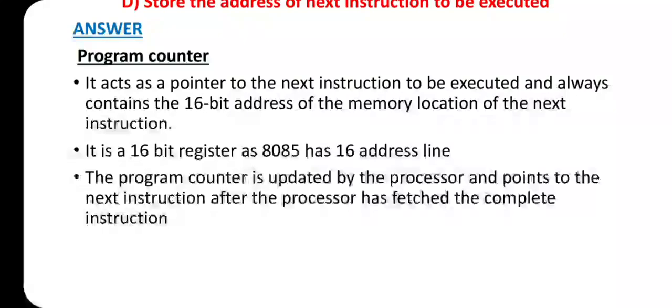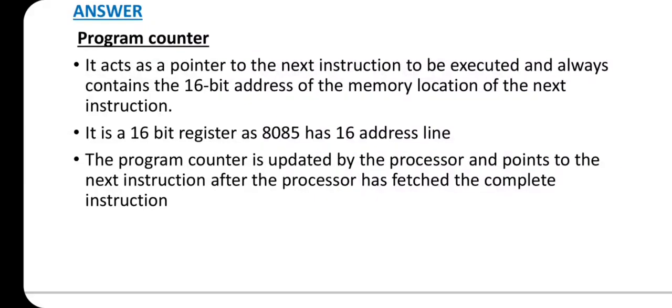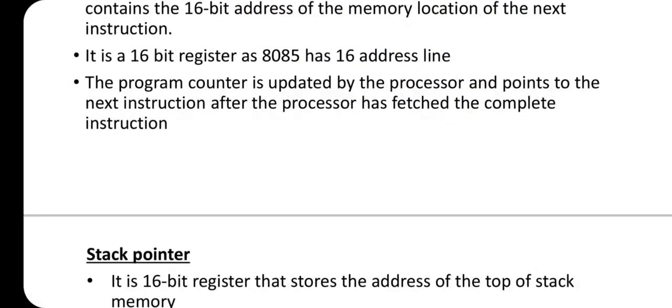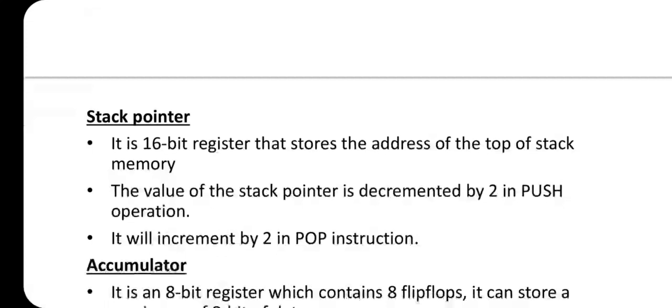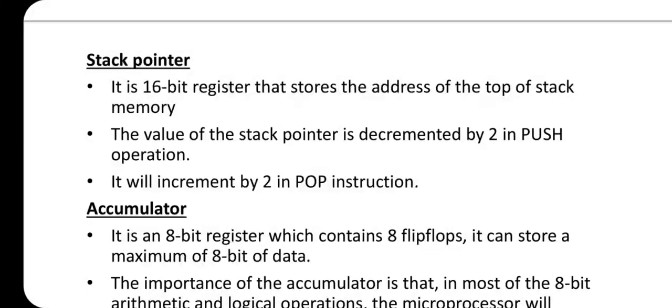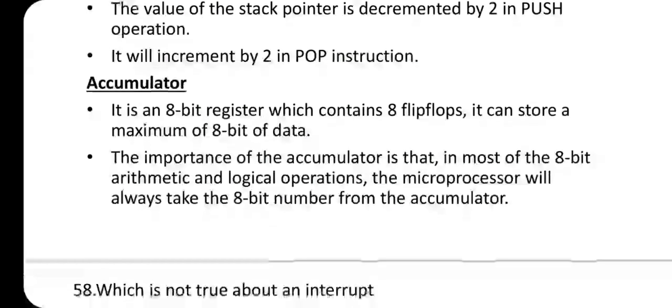It is a 16-bit register as 8085 has 16 address lines. The program counter is updated by the processor and points to the next instruction after the processor has fetched the complete instruction. Next one is the stack pointer. It is a 16-bit register that stores the address of the top of the stack memory. The value of the stack pointer is decremented by 2 in push operation. It will increment by 2 in pop instruction.